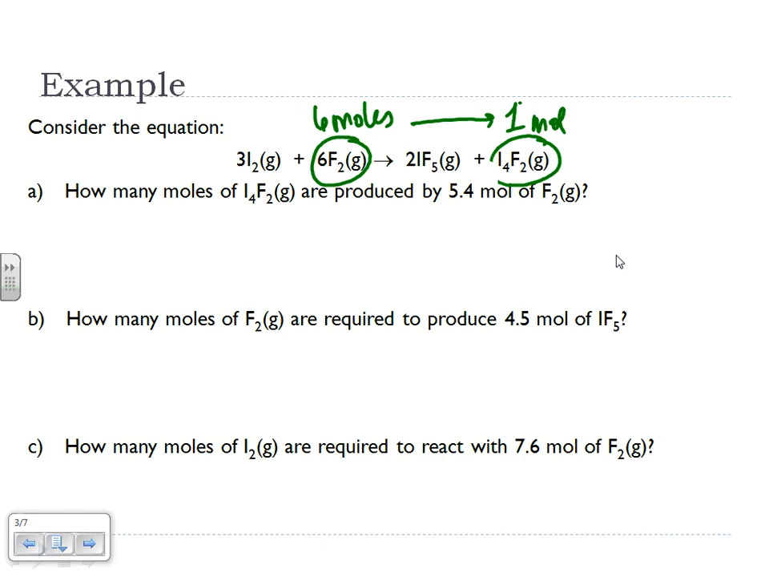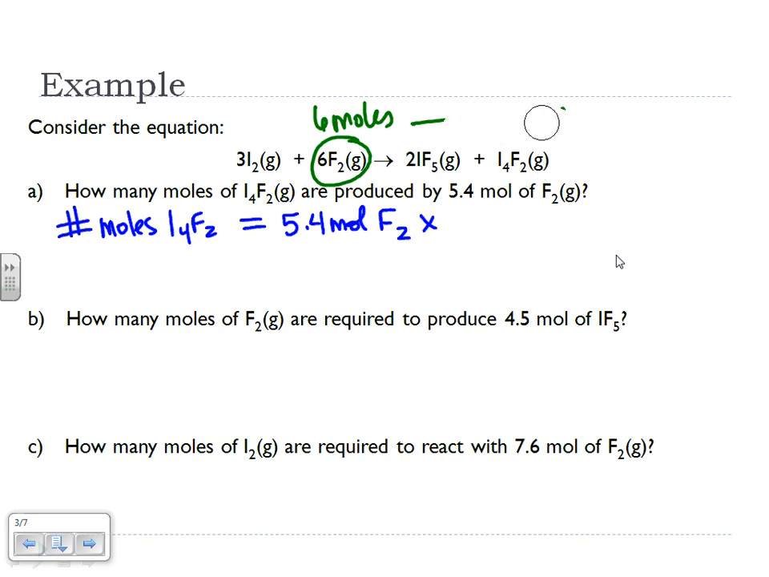Here's what I'm going to show you. Remember when we're doing conversion factors, you start up by writing down what you are required to find. So here I am required to find the number of moles of I4F2. Then you write an equal sign, and then you write what's given to you in the problem. So in this case, it's 5.4 moles of F2. Now I'm going to multiply that by a conversion factor. I'm going to erase some of the stuff that I have up at the top, just color-code it a little bit for you, so you can see where my numbers are coming from.